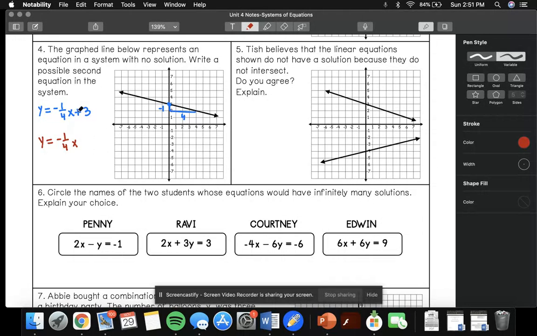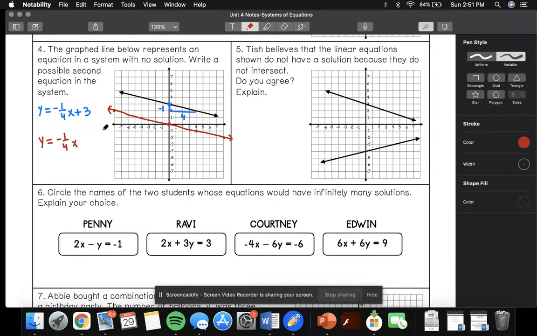But then you would have to write any other starting point besides 3. Because even if you started at 0 and went down 1, right 4, it still will never ever cross. So as long as your equation has a slope of negative 1/4 and a starting point anything besides 3, you got it right.